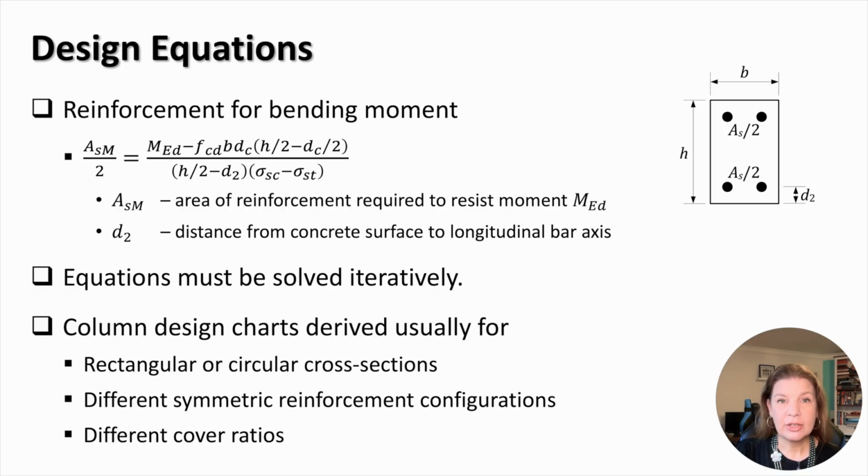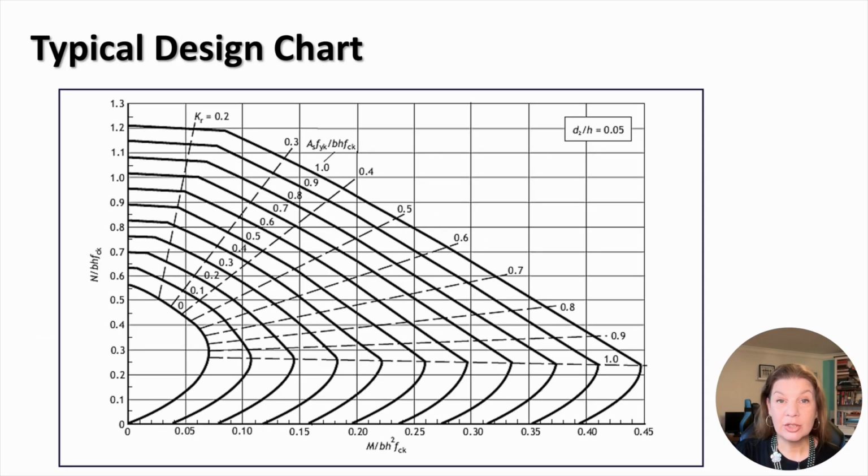To avoid this, design charts are derived for columns with rectangular or circular cross-sections, different symmetric reinforcement configurations, and different cover ratios. Here you can see a typical design chart. This chart defines the reinforcement requirements for different combinations of axial force and bending moment.